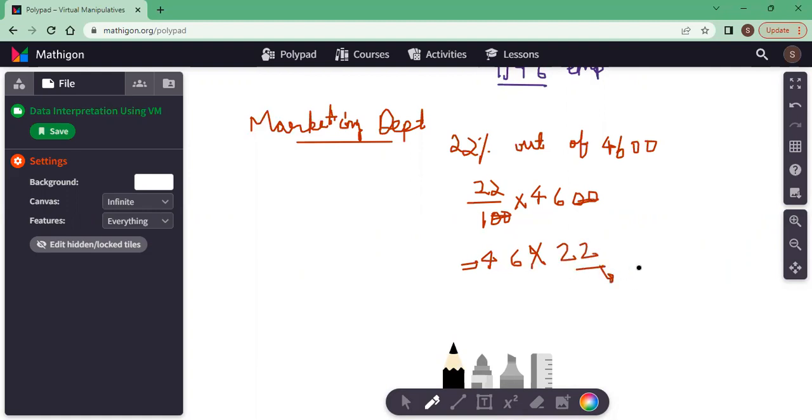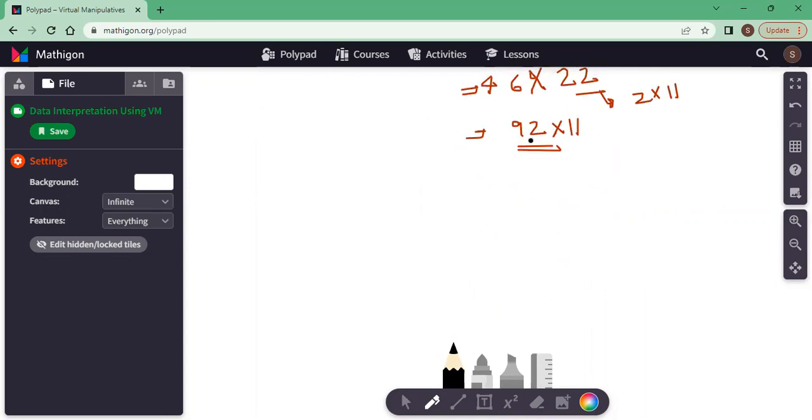This 22 can be split as 2 into 11. So 46 into 2 is nothing but 92. So 92 into 11, there is a strategy in the multiplication by 11 technique in Vedic mathematics. So 2 is written here, 9 is written here, and between the numbers 9 and 2, the sum is added. So 9, 11, and 2. Now this 1 acts as a carryover to this 9 and it becomes 10. So this is nothing but 1012.